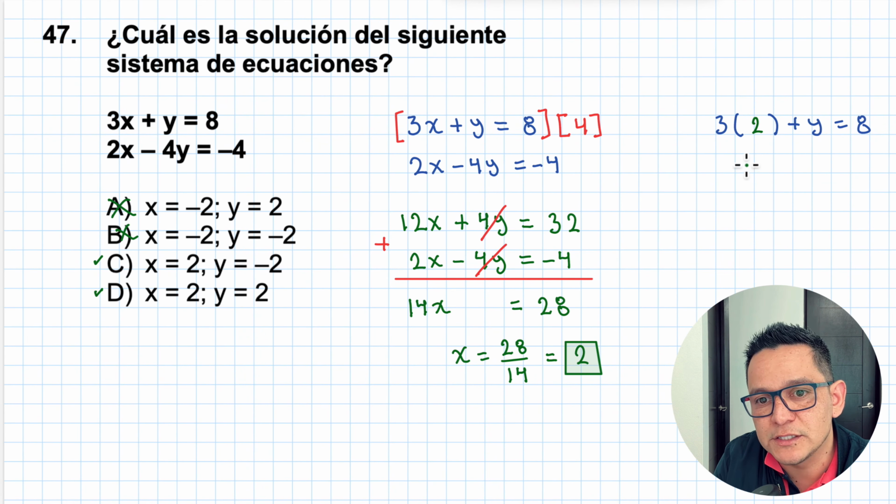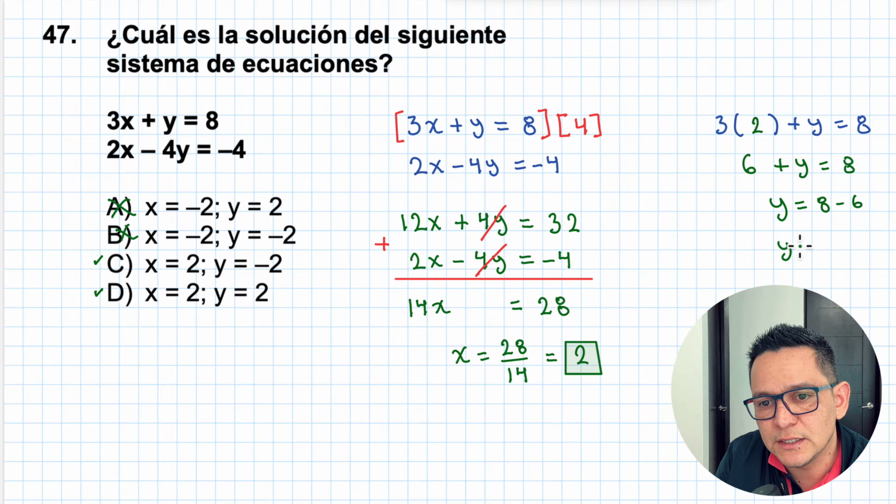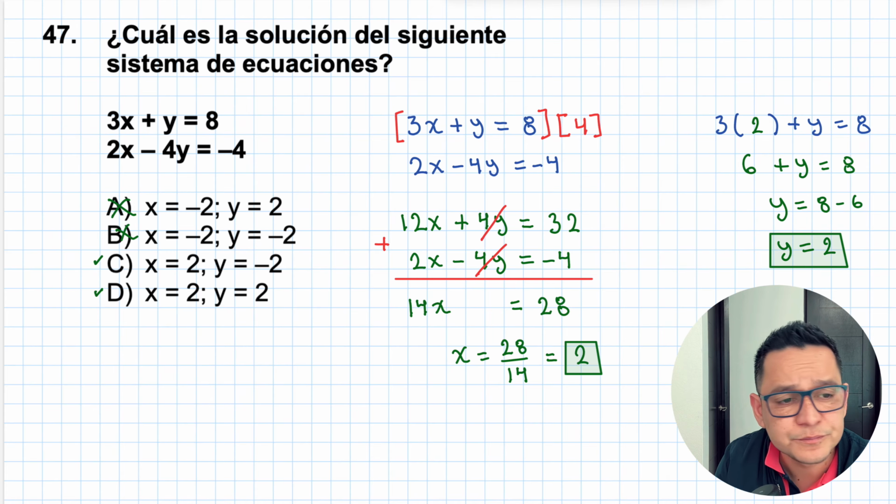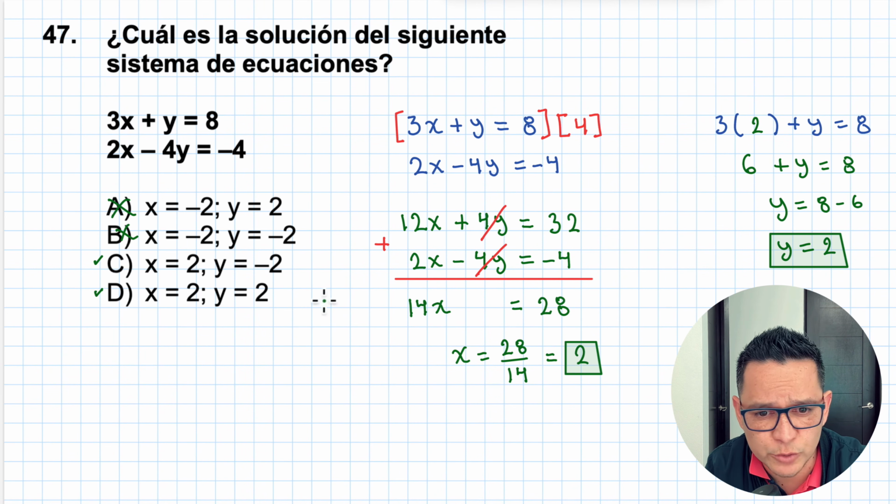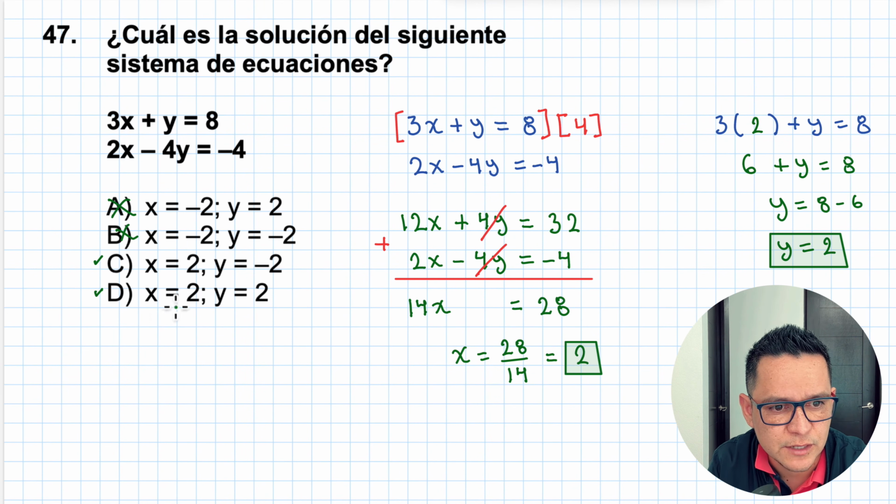All right, we do the operations. 3 times 2 equals 6, so I have 6 plus y equals 8. We're going to move this 6 to the other side by subtracting, so I get that y equals 8 minus 6. And from here we have that y equals 2. There you go. We also have the value of y. Easy, right? So, what will the solution be? Well, that x equals 2 and y equals 2. That's the correct answer. So this one wasn't it either. Let's circle the correct answer, and we're done.